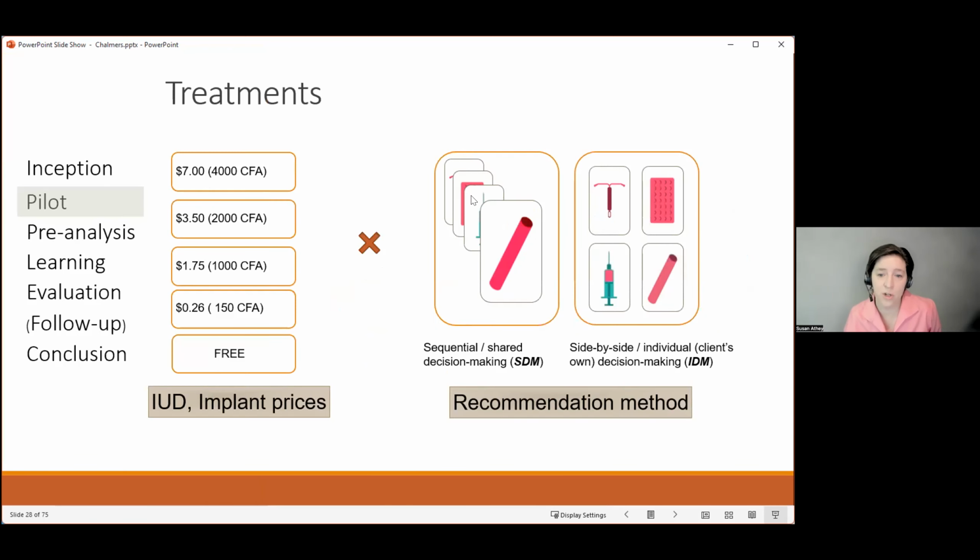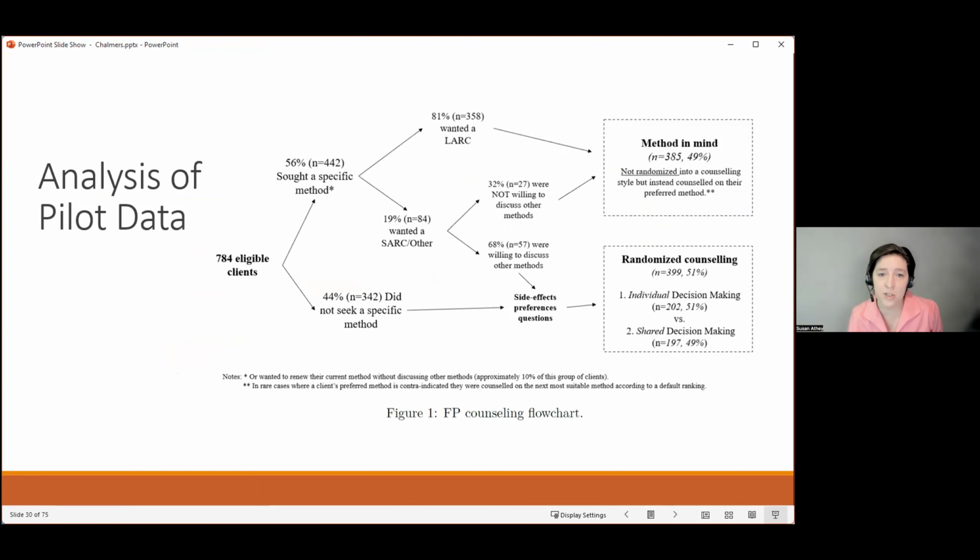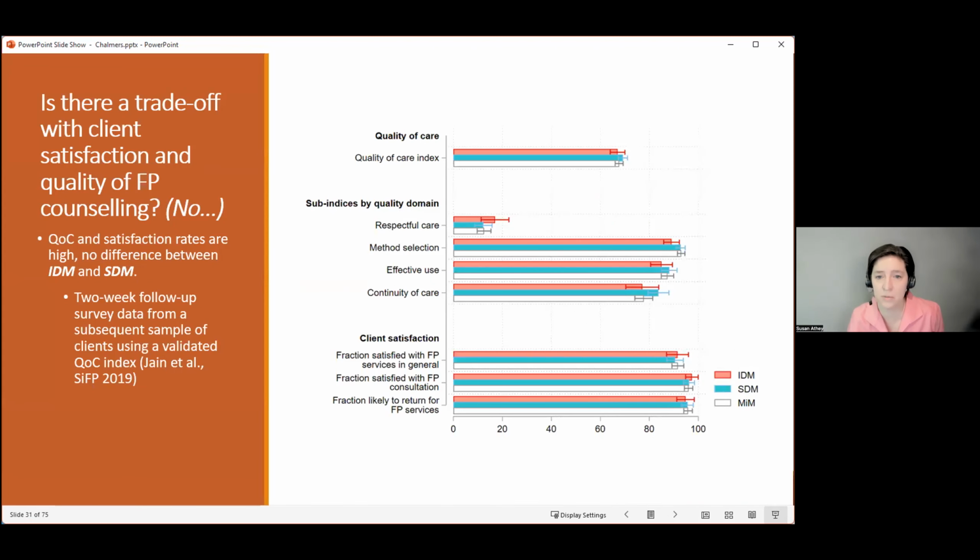So we start out by running a purely randomized experiment. It's a factorial experiment where the prices range from $7 to free, so basically full price to 50%, 75% discounts, et cetera. And then we also randomize the tablet-ranked decisions versus the women-choose treatment that we call IDM. There are some complications, but let me skip over those.